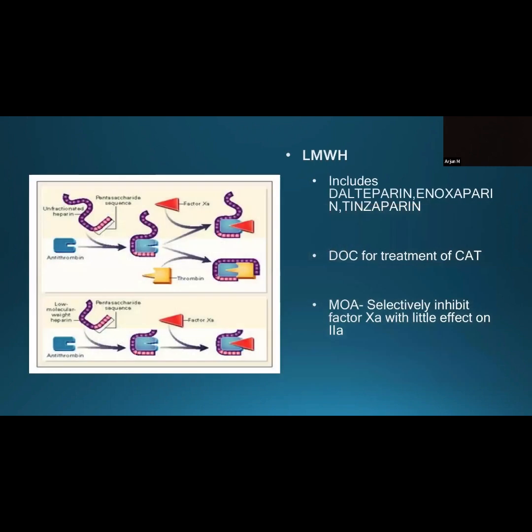Nowadays, what we use commonly are low molecular weight heparins. These include dalteparin, enoxaparin, tinzaparin. These are the drugs of choice for treatment of cancer-associated thrombosis. And their mechanism of action is that they selectively inhibit factor 10A with little effect on 2A.